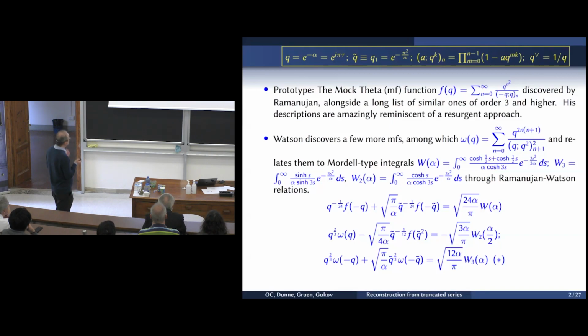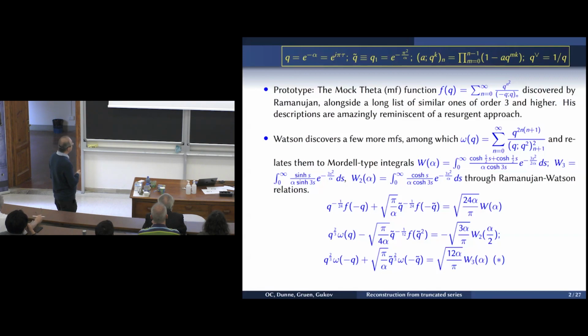What I want to mention is that if you read Ramanujan's description of these mock thetas and Watson's take on his view of this Q-series, the language and maybe the philosophy too are amazingly reminiscent of a resurgent approach. He seemed to be looking for the trans-series representations of these things. It's amazing, but it's not surprising that it's amazing for Ramanujan. Watson discovers a few more mock thetas, and at order 3, a very important one is the omega function, whose expression as a Q-series is given here.